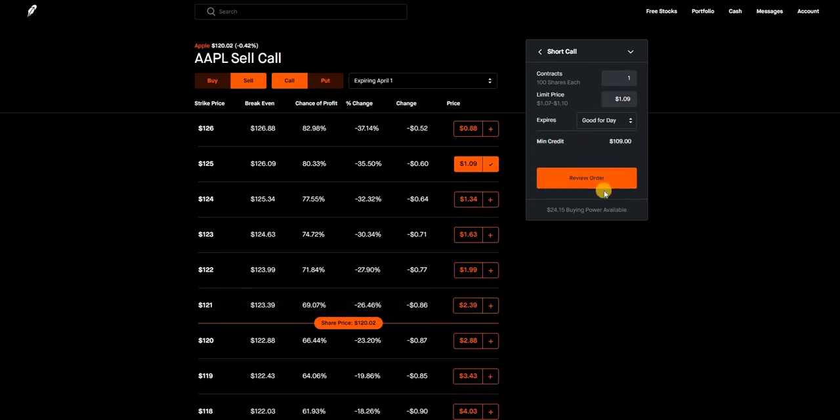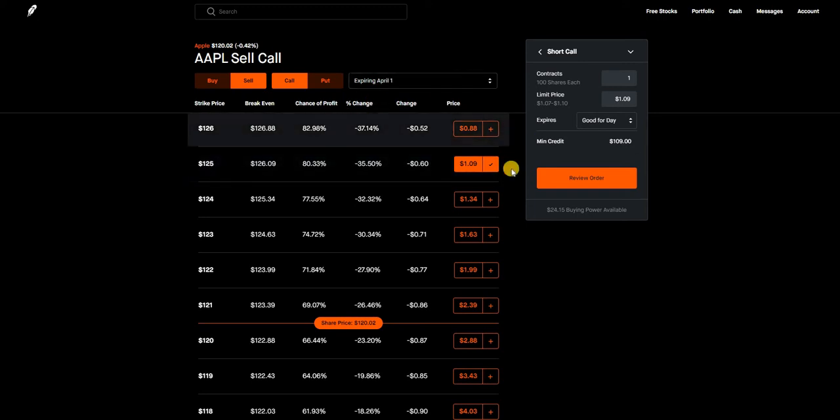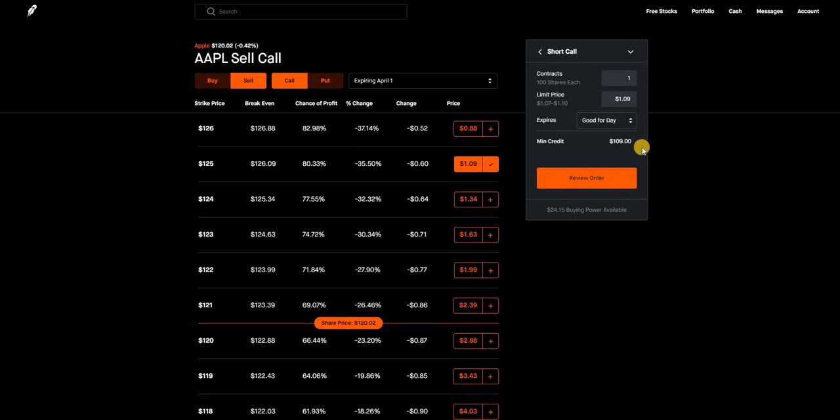So if you submitted this trade and it got accepted, you would then get $109 for selling a call option at the $125 strike price expiring April 1st on Apple. If you don't have 100 shares of Apple in your account, you would not be able to sell this call option because you need that as collateral for this position.